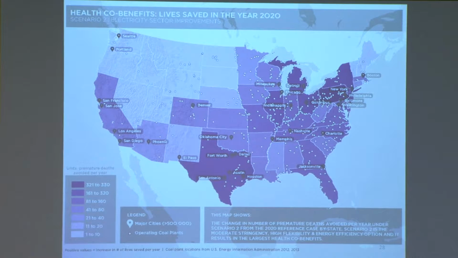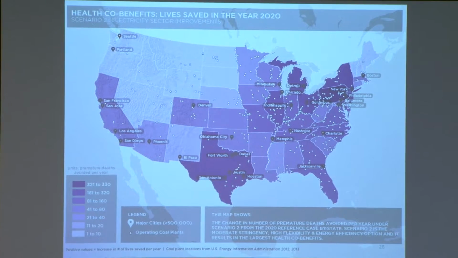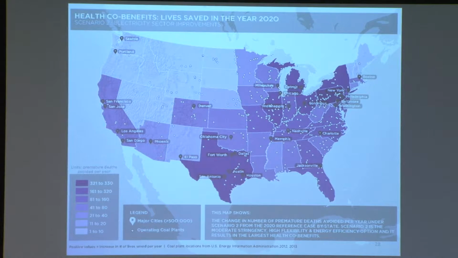This is a state-by-state view of the lives saved from the scenario that's similar to the Clean Power Plan. The deeper the purple color, the greater the number of lives saved. This is just a reflection of what should be obvious to you. The states that have the greatest number of lives saved have two things going for them. They've got a lot of people and they've got poor air quality. So states like Pennsylvania and Texas are the ones that show the greatest benefits in terms of deaths avoided associated with elevated PM and ozone if you implemented a standard like the Clean Power Plan.